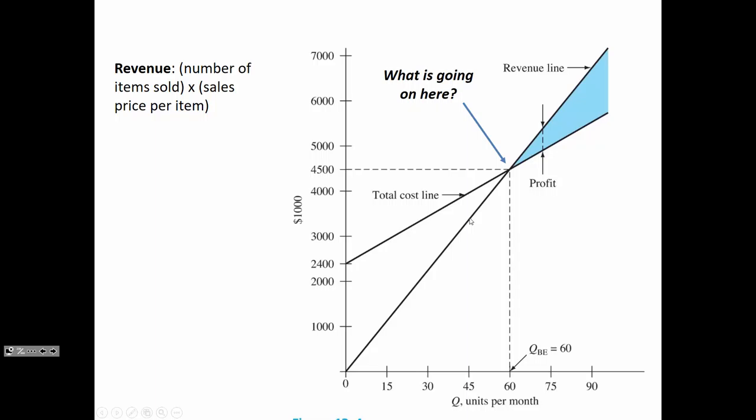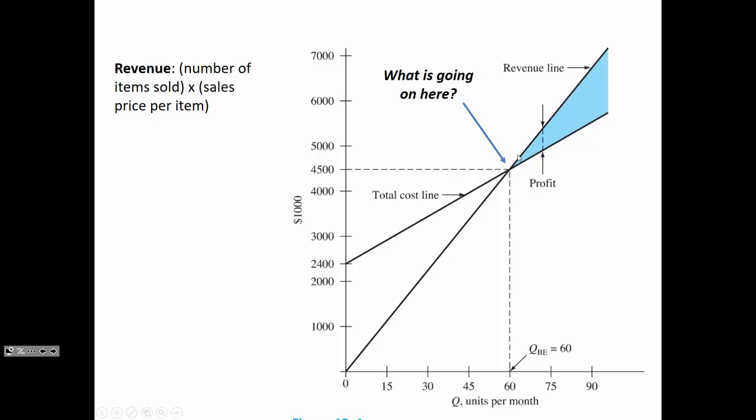So this line where they intersect, who can tell me what's the interpretation of when the cost line is intersecting with the revenue line? Breaking even. What does that mean, breaking even? Okay, so the expenses and the revenue are equal. Profit is what's beyond that. When you have more revenue than expense, finally you're starting to make a profit. And so this break-even point is the first time that the company is beginning to see a profit.